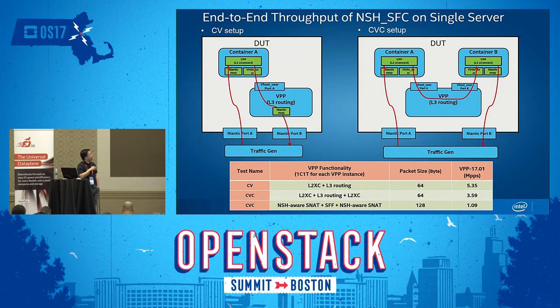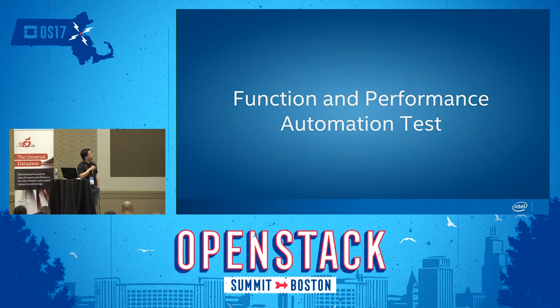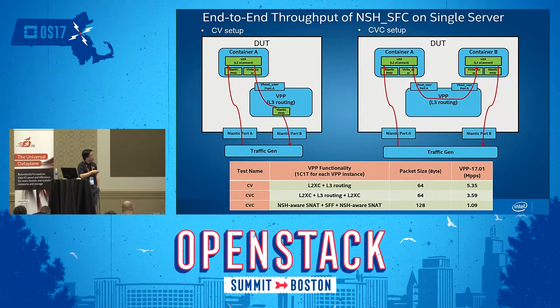So basically, we have two setups. The CV setup, which stands for container VPP. The traffic generator sends the traffic directly to a container, and inside the container we just run VPP, configured in layer 2 cross connect mode. So the packet comes in, the NIC's PMD takes it and directly forwards the packet to VPP, through a vhost-user and virtio-user pair.